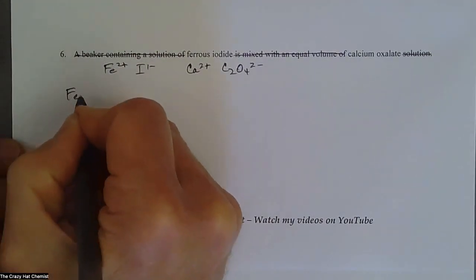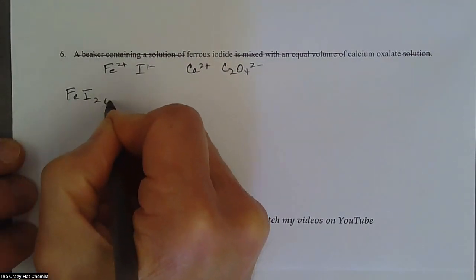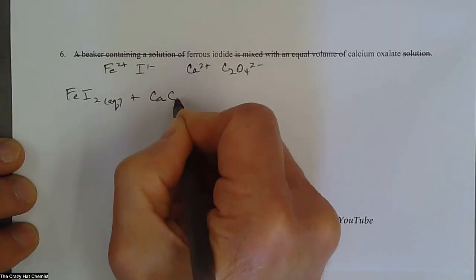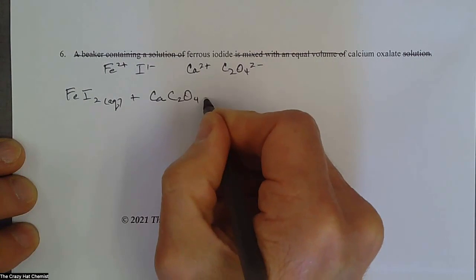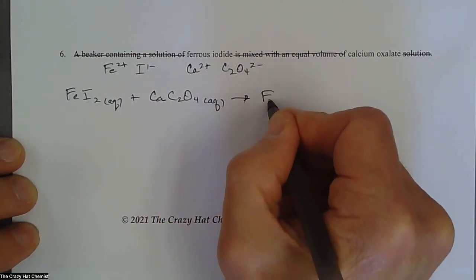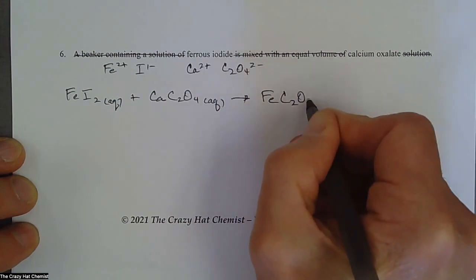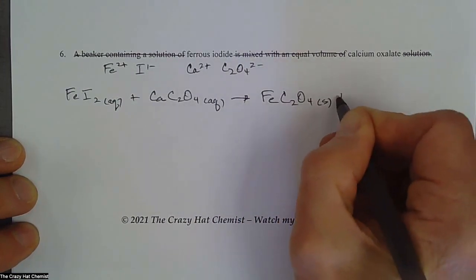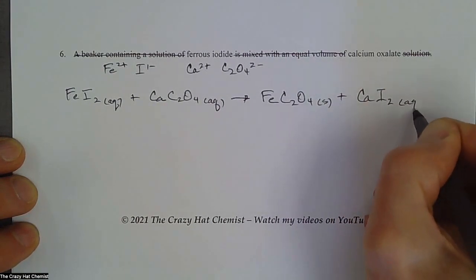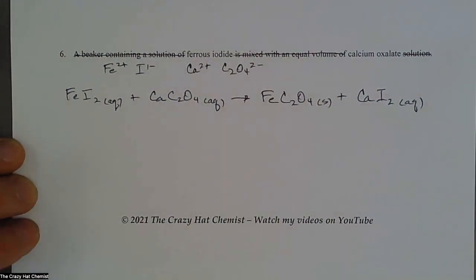So we're going to have FeI2, that's aqueous, plus CaC2O4, that's a 1-to-1 ratio, that's also aqueous, yields FeC2O4, and that is a solid, plus CaI2, and that's aqueous. All right, so you should see that this is already balanced, so that's super spamtastic.